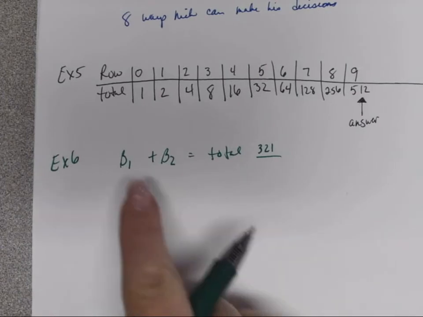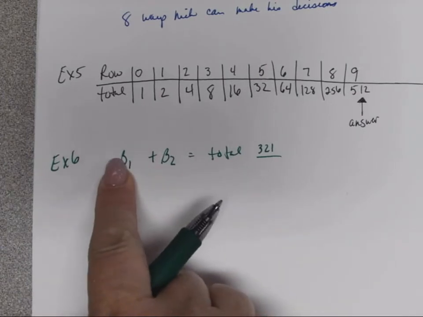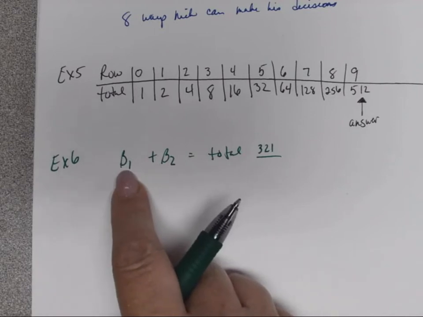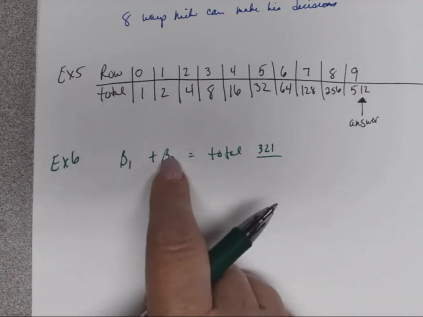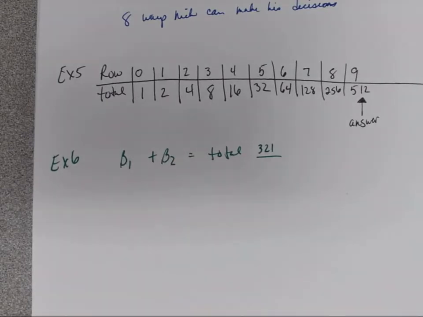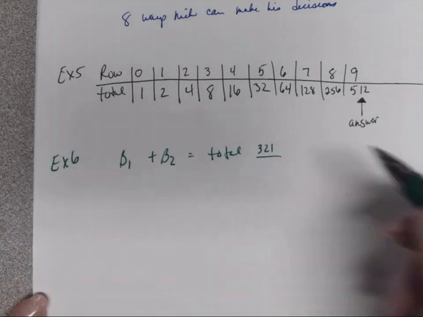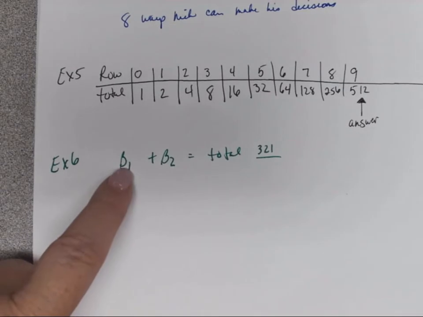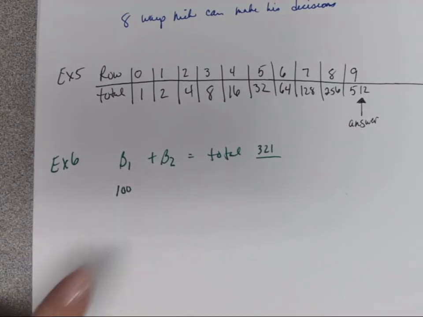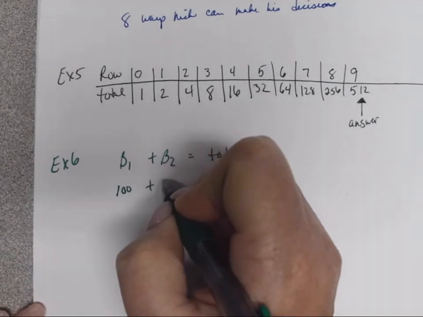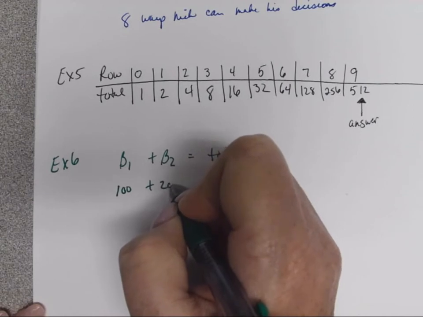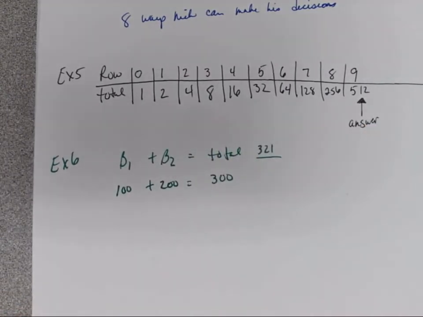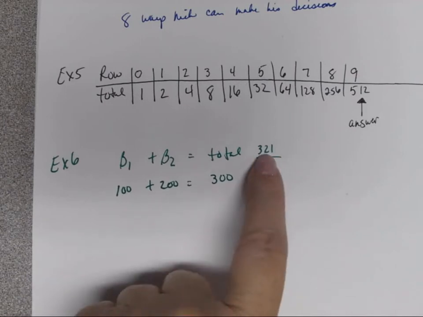So whatever number we pick for building 1, the second building has to be twice that. So if I know I've got to get to 300, let's go big. If I pick 100 for building 1, the second building has to be twice that. So 2 times 100 would be 200, and that gets us 300. Well, that's not quite 321.